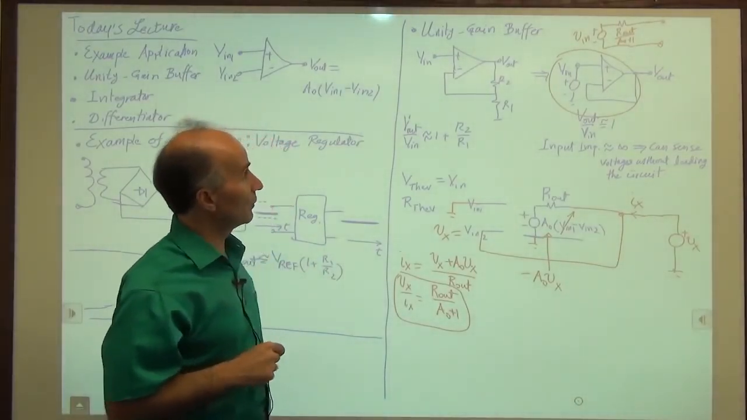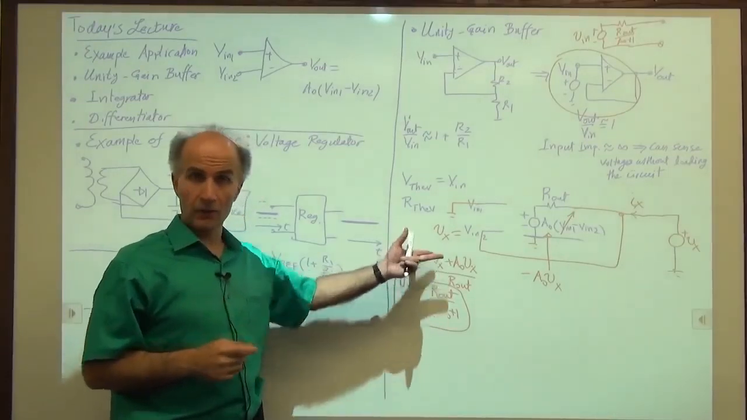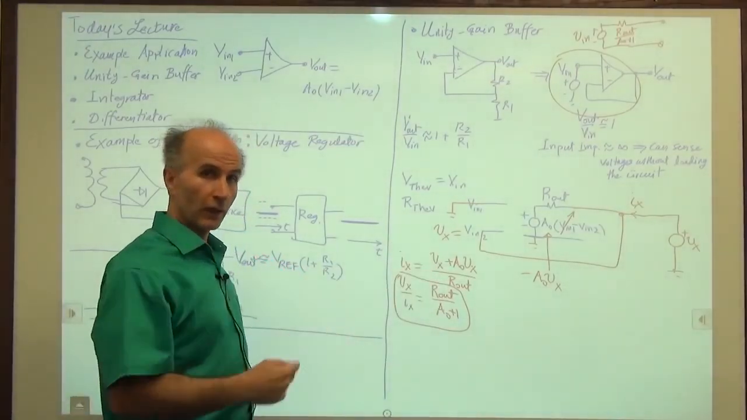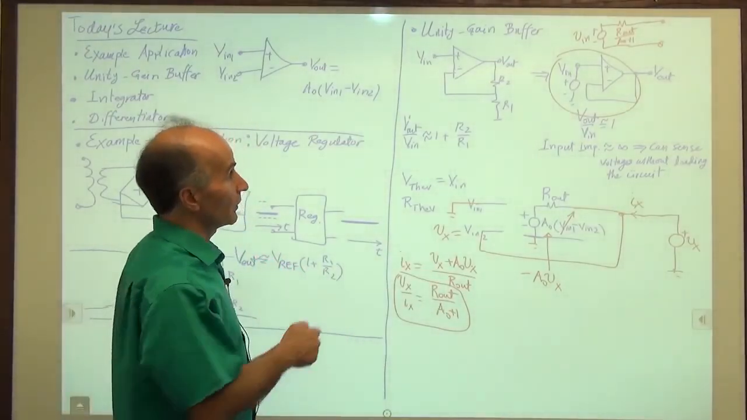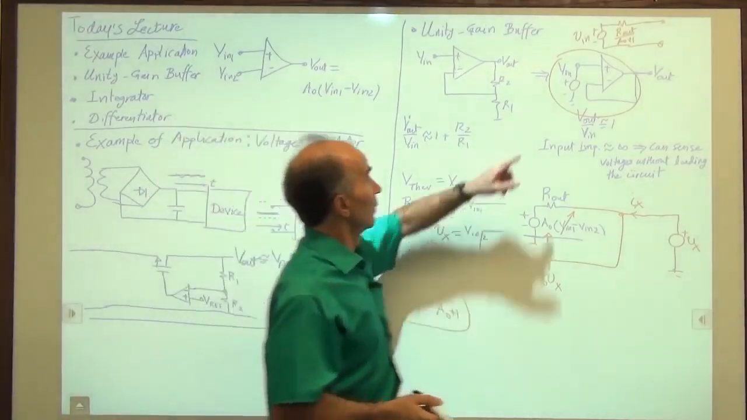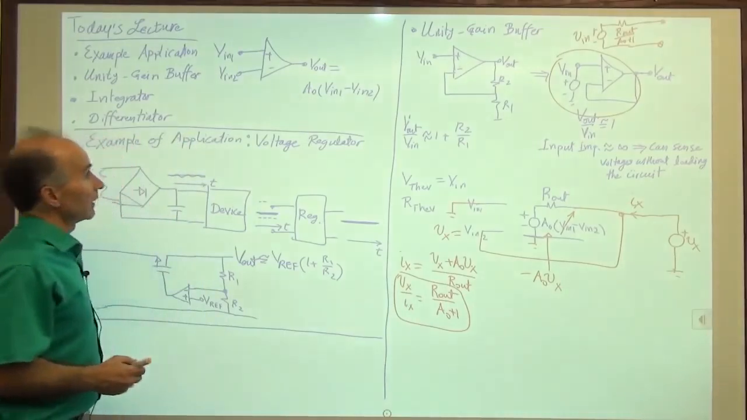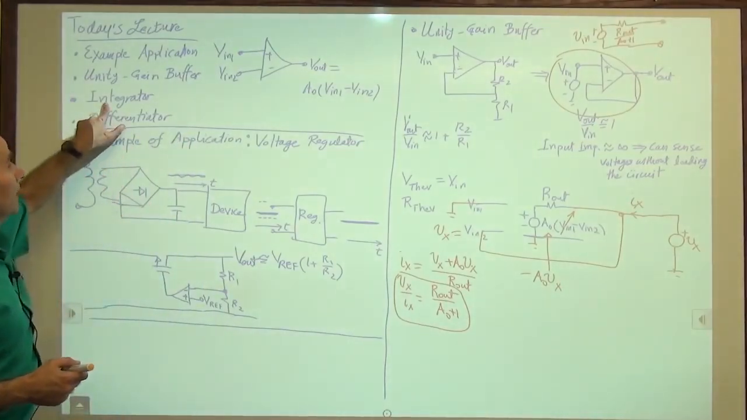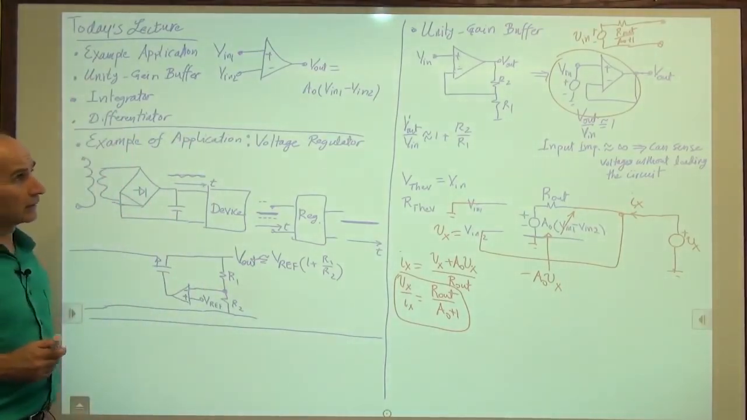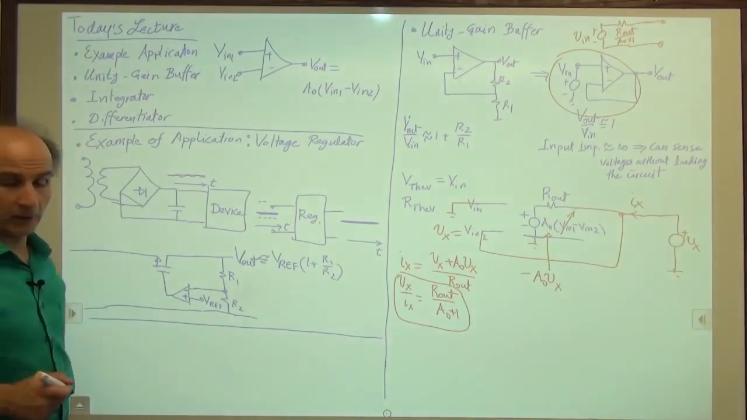All right, so that's the unity gain buffer, and it has some applications in cases where we need to drive a low resistance or we don't want to load the preceding stage. Very well. The next circuit we're going to look at is the integrator. This is along the lines of what I mentioned last time.